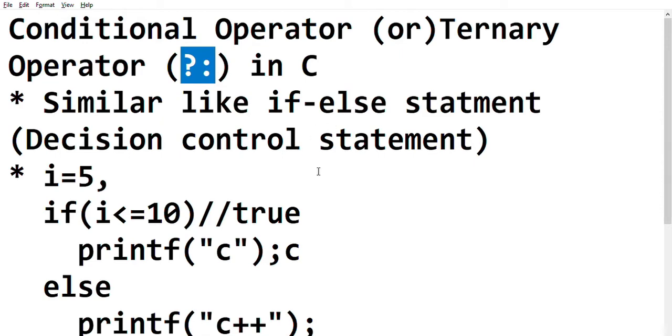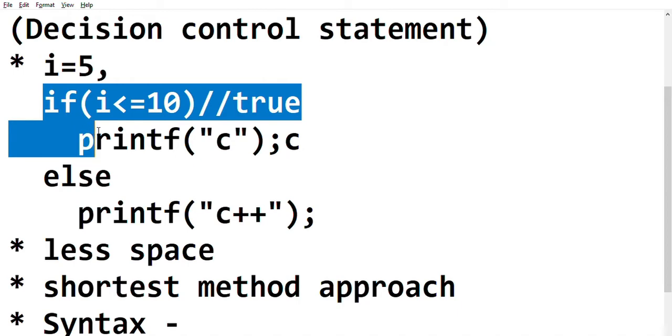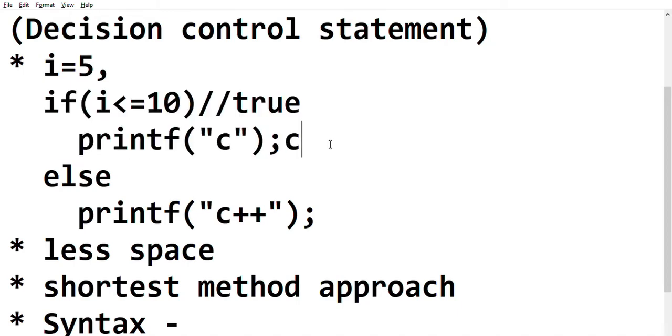You know very well how to write if-else. So I'm using if-else here. Inside the if I put one condition: i less than or equal to 10. The value given to i is 5. 5 less than or equal to 10 means it will be true, so we get the result inside the if part. Inside the if part we get the result print of C. So the answer is C.